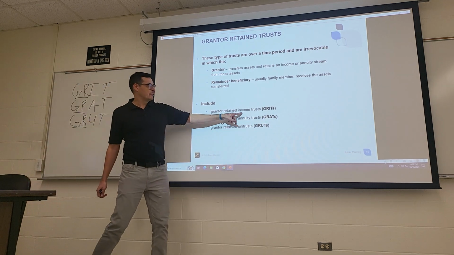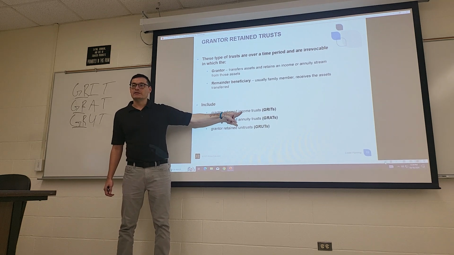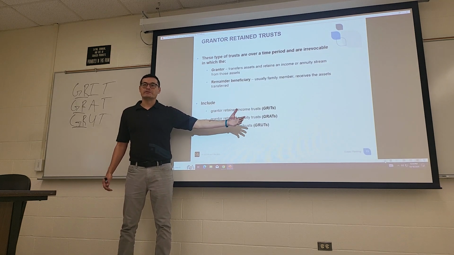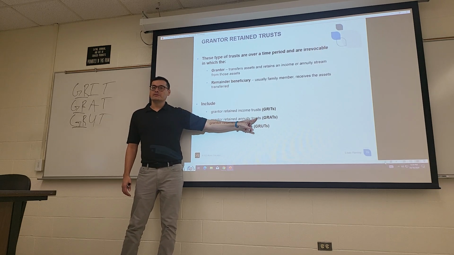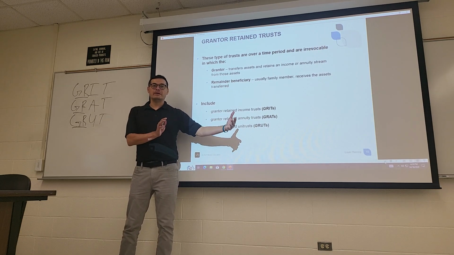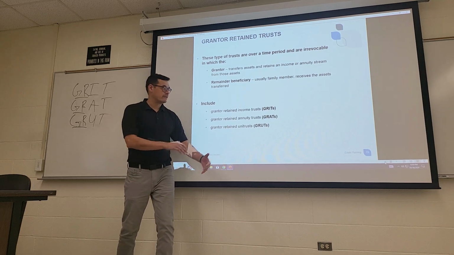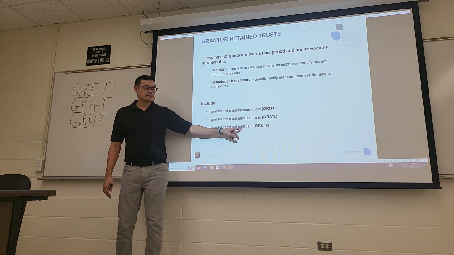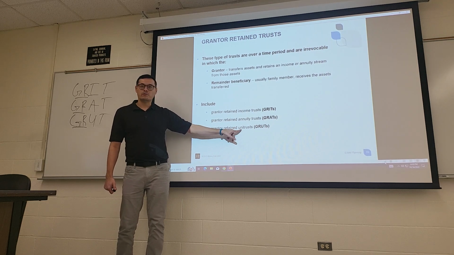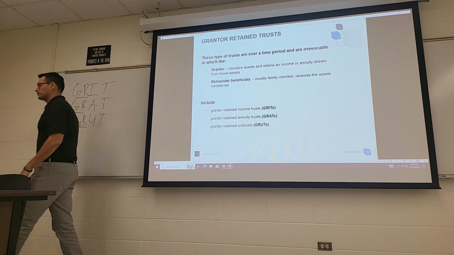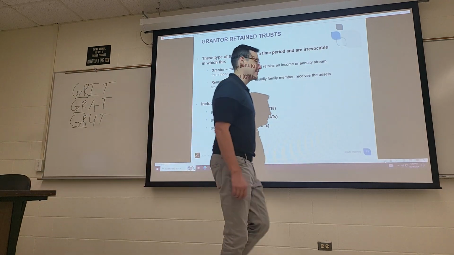So with the GRIT, the grantor retains income from the trust, while the beneficiary receives the property after a specific period of time. With the GRAT, the grantor retains an annuity from the trust for a specific period of time, at which point the remainder person will get the property. So now it's all removed after that period of time. And the GRUT, the unitrust, is a variation of an annuity, but this is kind of the worst one you want to get into.